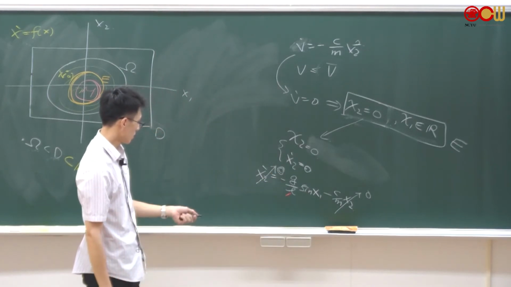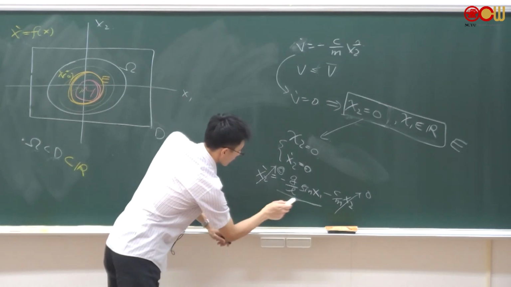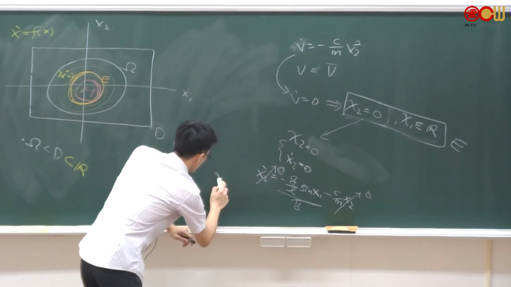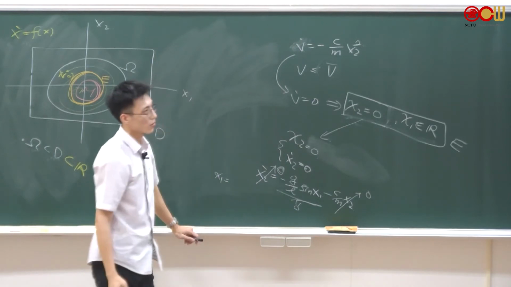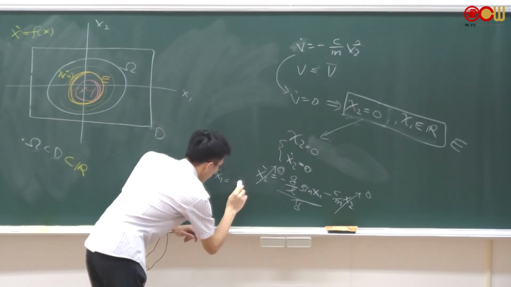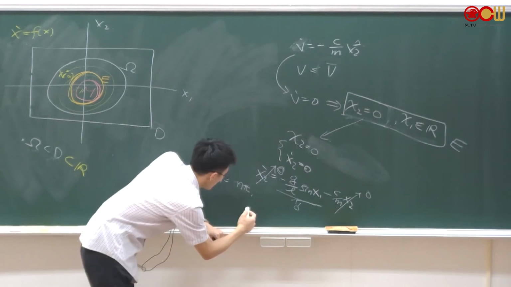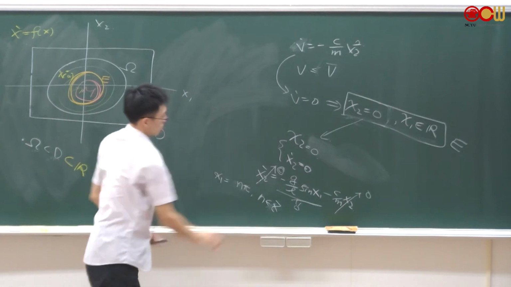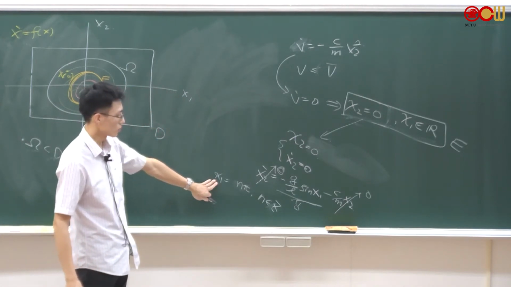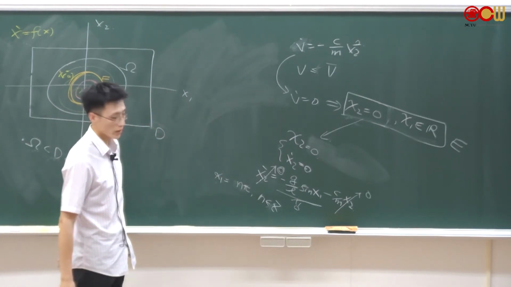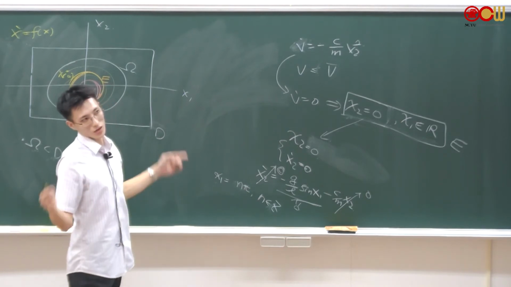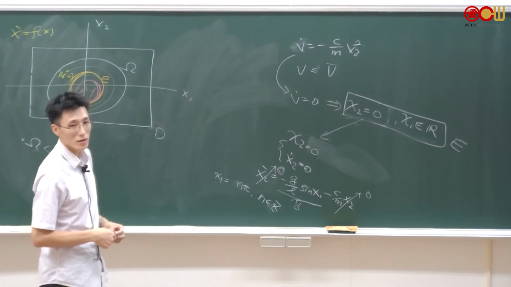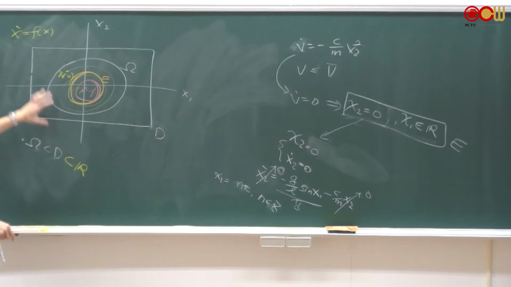And what will you say in here? What will be x1? This had to be 0, right? So x1 will be what? Will be n pi, and n is any integer, okay, right? Including 0. So x1 could be 0. So 0, 0 will be one of the equilibrium points, or it will converge to 0, 0. Okay. So this conclusion is from the contribution of the invariant set.